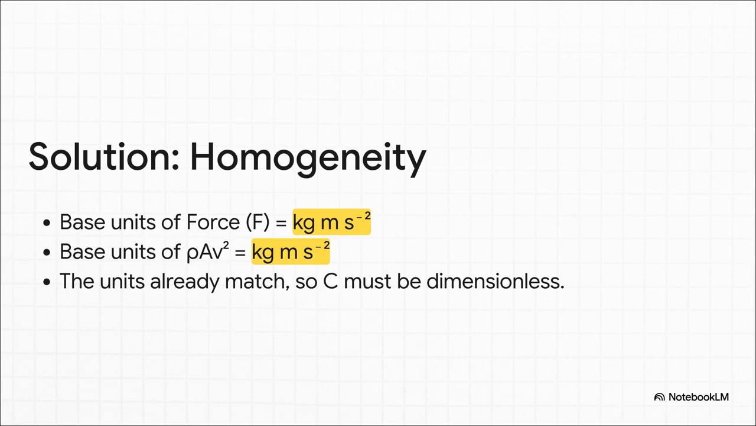Let's look at the left side first. The base units for force are kilogram meters per second squared. Done. Now let's look at the right side, but let's ignore c for a second. We've got density times area times velocity squared. Now, if you carefully multiply all those base units together, you get the exact same thing, kilogram meters per second squared. The units on both sides already match up perfectly. So what does that tell you about c? For the equation to balance, c can't have any units. It has to be just a pure number.